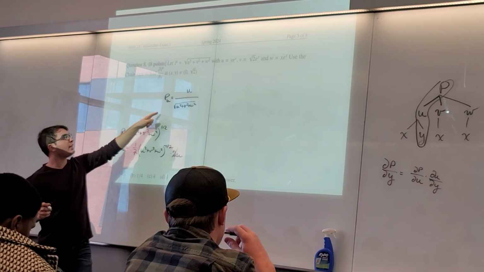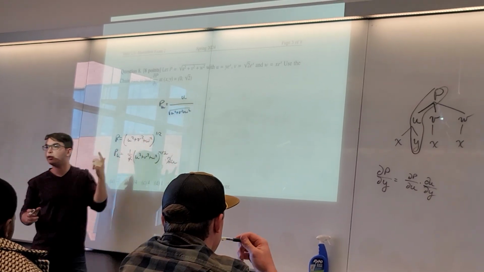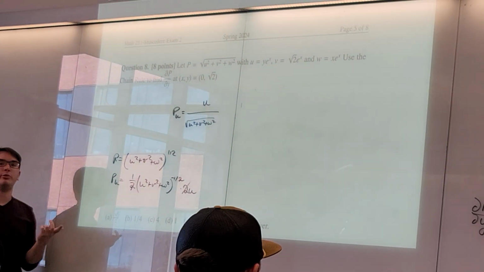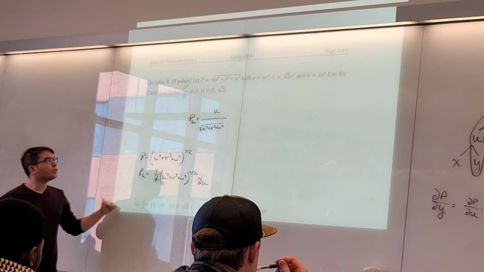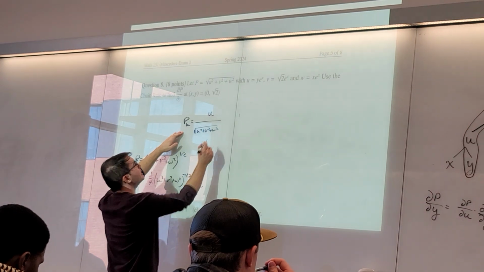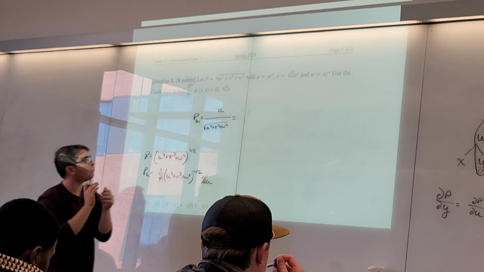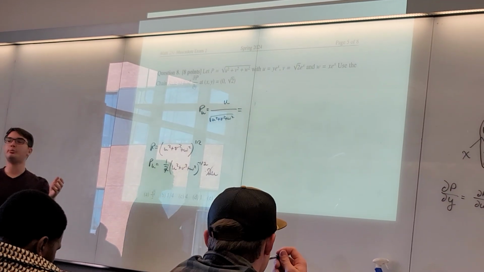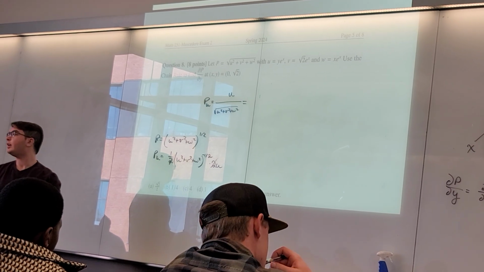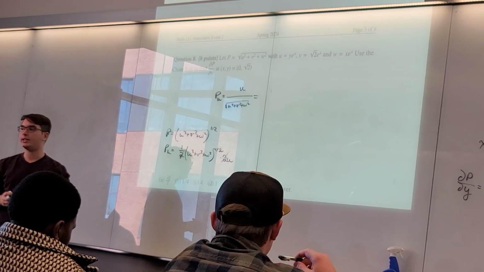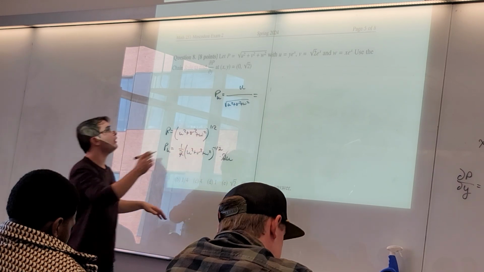P sub v is very easy. This just becomes a v, right? Okay. W will be the same. So P sub u is this. If I plug this in at the point x, y equal to this, I'm confused because there's no x and there's no y there, right? What do I need to do to find what u, v, and w is? Plug them all in, right?